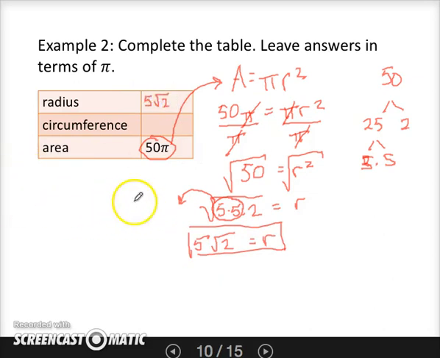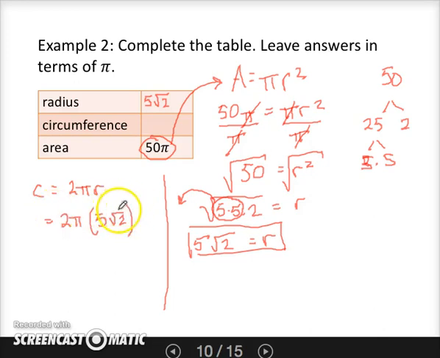And now for circumference. Our formula for circumference is pi times the diameter, but since we have radius, I'm going to use the radius form, 2 pi times the radius. So that gives me 2 pi times 5 times the square root of 2. Again, these are all numbers being multiplied together, and I'm not going to plug it into my calculator. I'm going to simplify it.